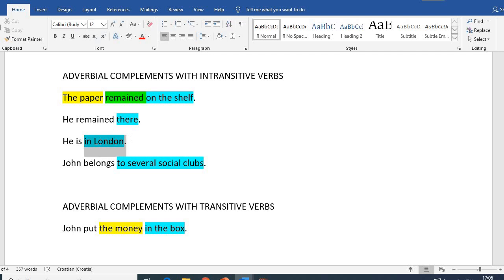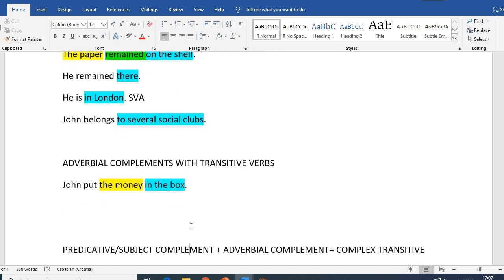Be careful, if you have an adverbial, this is not a subject complement, because this is SVA, it's not SVSC, because we cannot say he equals in London, it's just location. Also, John belongs to several social clubs. It doesn't change anything in your analysis, just recognizing that this is an adverbial, and you cannot have a normal sentence without these adverbials.